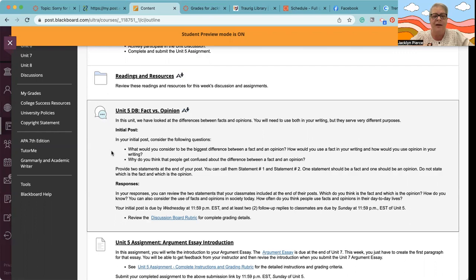And then after that, that should be a fully developed paragraph. So we're talking about 7 or more sentences. Then below the paragraph, you're going to have 2 statements. Name them statement 1 and statement 2. One statement should be a fact and one should be an opinion.